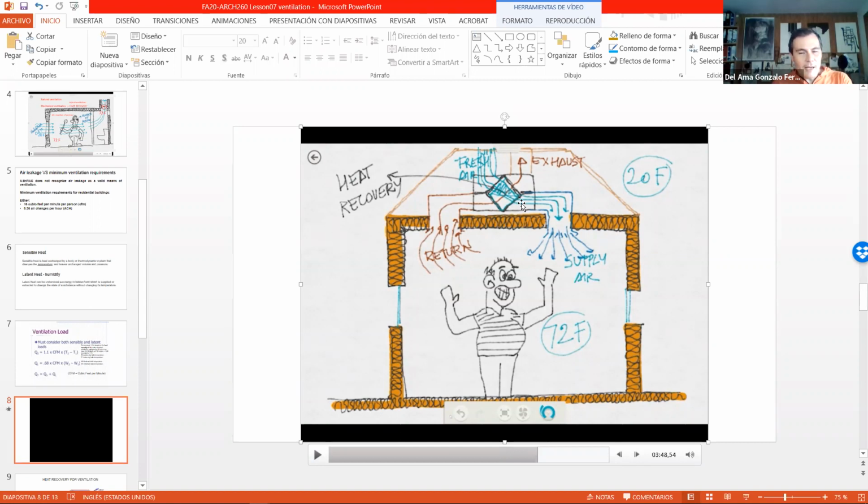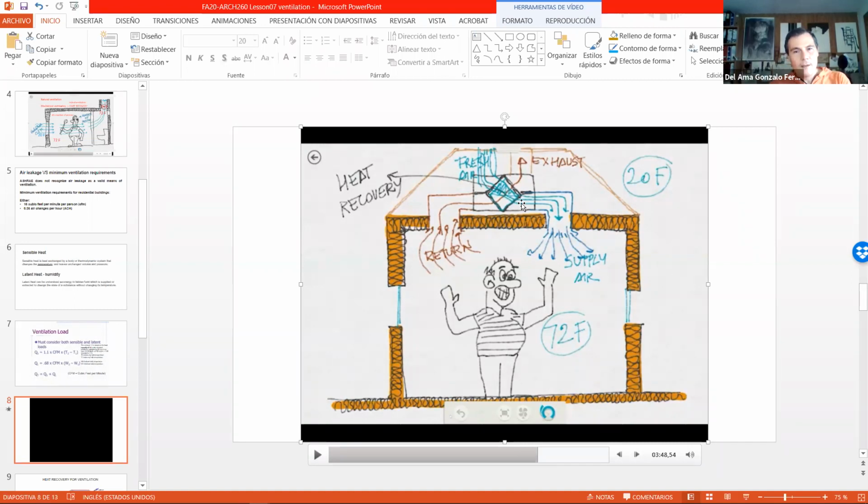In single family houses or in dwellings, we can use, it's accepted, we can use only natural ventilation. We can use this hybrid ventilation with mechanical extraction in natural supply.